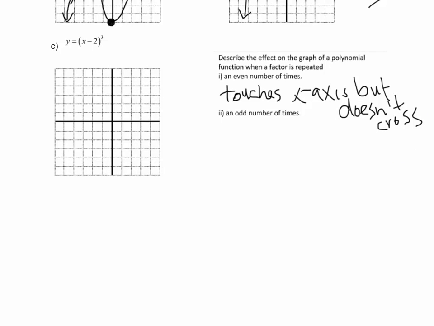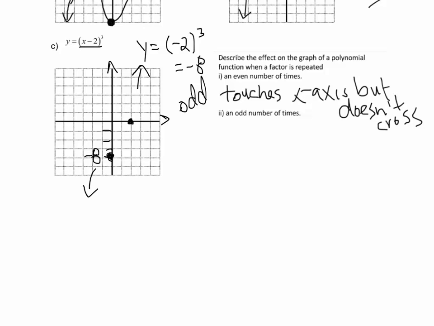Our last example, y equals x minus 2 all cubed. Finding our x-intercepts, x is going to be positive 2. Finding our y-intercept, we're setting x equal to 0, so that would be negative 2 all cubed, which gives us negative 8. Let's make each of these boxes 2. Our negative 8 would be here then. Degree of 3, an odd degree function. Our leading coefficient would be positive. Similar behavior as the other ones. As x approaches positive infinity, y approaches positive infinity. And as x approaches negative infinity, y approaches negative infinity.